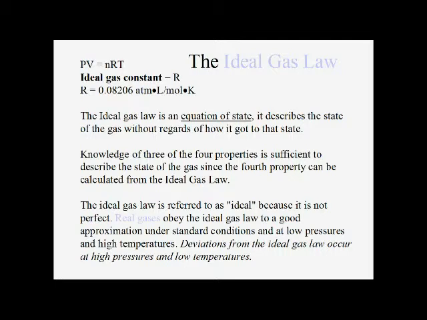So PV equals nRT is the ideal gas law. It works for all ideal gases, which are gases that can be described by this equation without concern about the identity of the gas. And this would be called an equation of state, which means that it describes a condition without concern of how we got to that particular condition. So conditions are states. It describes a particular state without concern of how we got there.